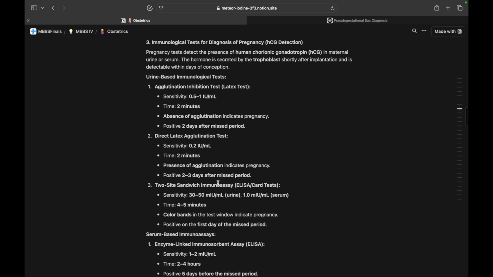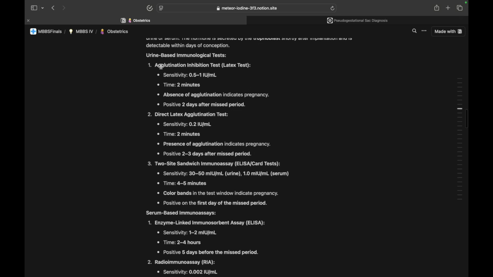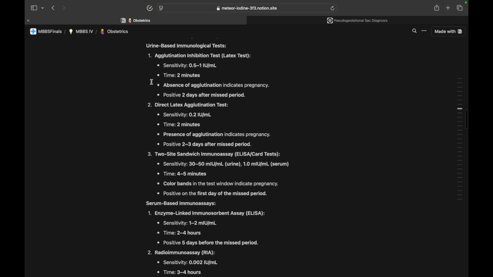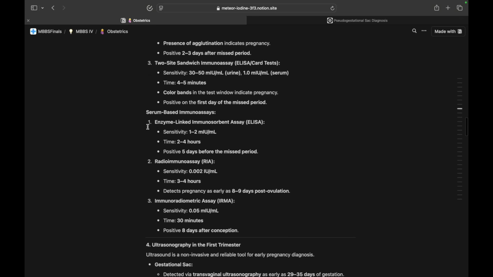Then we learnt about immunological tests, which could be urine based or serum based immunoassays. Overall goal is to detect HCG. Here we have seen the agglutination inhibition test, also known as the latex test, and also direct latex agglutination, and the two-site sandwich immunoassay, which is ELISA or the CAR test. We learnt about the sensitivities, how much time it takes, and when it detects whether it's positive or negative. And in serum, we have seen ELISA, radioimmunoassay and immunoradiometric assay.